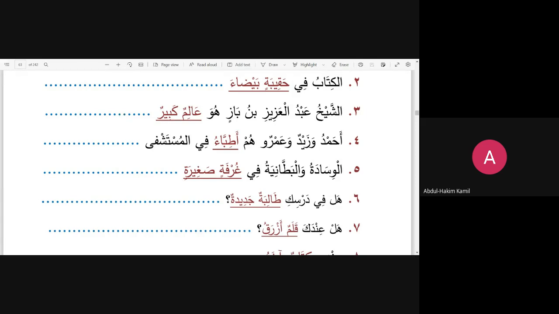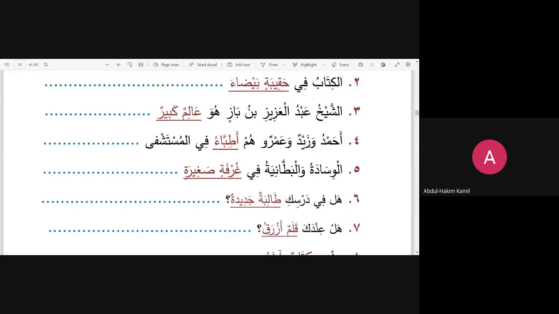الكتاب في حقيبتك البيضاء. That's very good. The book is in your white bag. You can say حقيبتك البيضاء, or you can say في حقيبتي البيضاء, or you can say في حقيبتنا البيضاء. You can add any pronoun to that to make it معرفة.